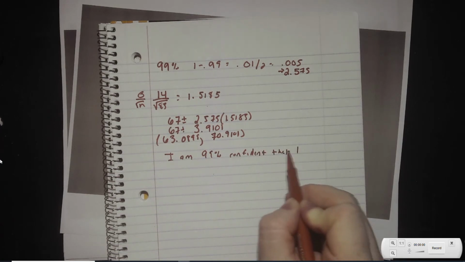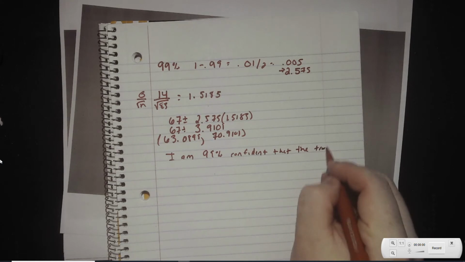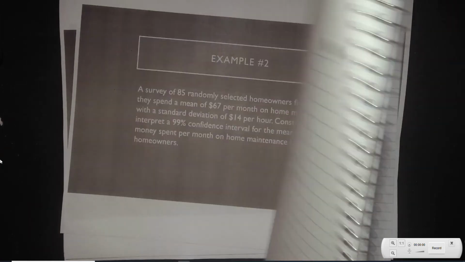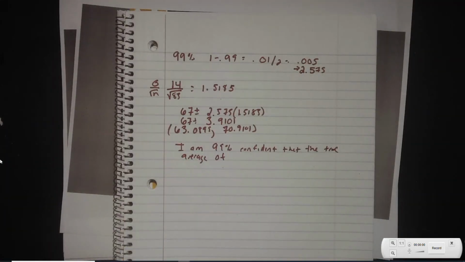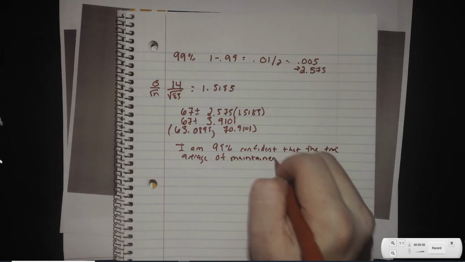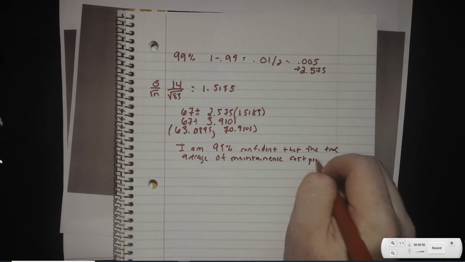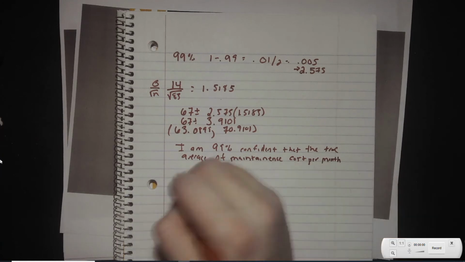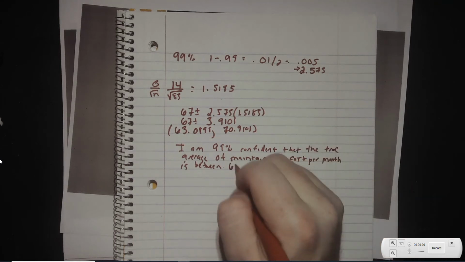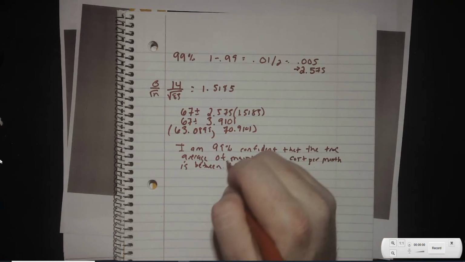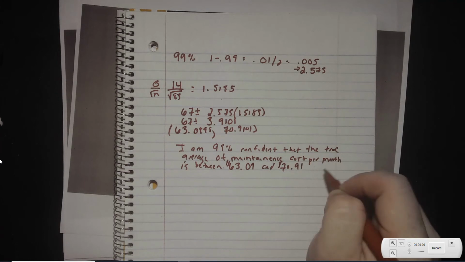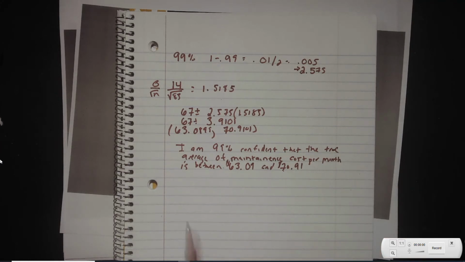that the true average of maintenance cost per month is between, and it's money, so we'll just say $63.09 rounding up, and $70.91 in rounding.